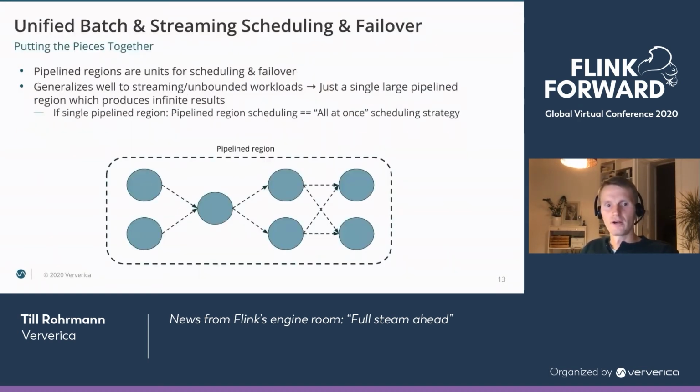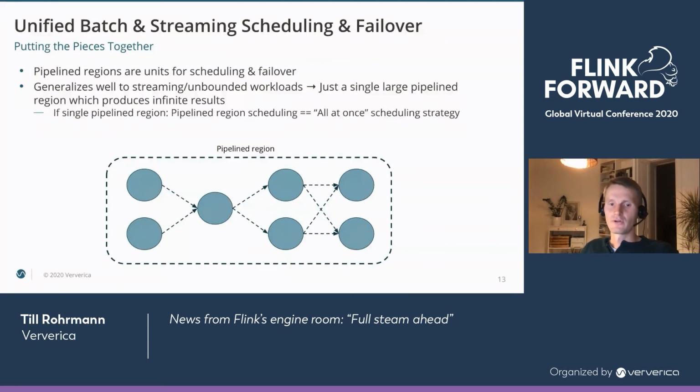Now, bringing all the pieces together, what we've seen is that the pipelined regions are actually the basic unit for scheduling and failover in Flink. And it also generalizes quite well with respect to streaming, because you have to know that at the moment we have two different schedulers or scheduling strategies, one for bounded streams or batch jobs and one for streaming jobs. For streaming jobs, the scheduling strategy works by trying to acquire slots for all the operators. And if this is possible, then scheduling the job, and otherwise failing.